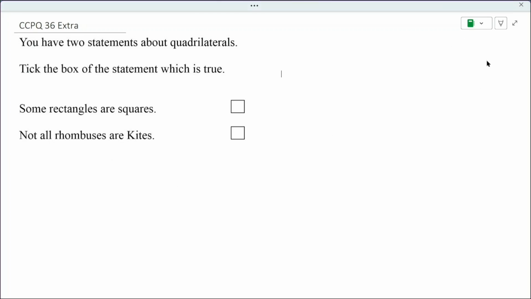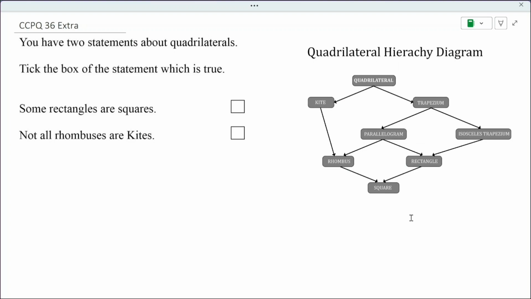Let's bring back the quadrilateral hierarchy diagram to better understand this. We have it on the side here. We're talking about rectangles and squares. So rectangle is parent to square, and all squares are rectangles. That means some of the rectangles are actually squares. So using this diagram, we see that the first statement is correct.